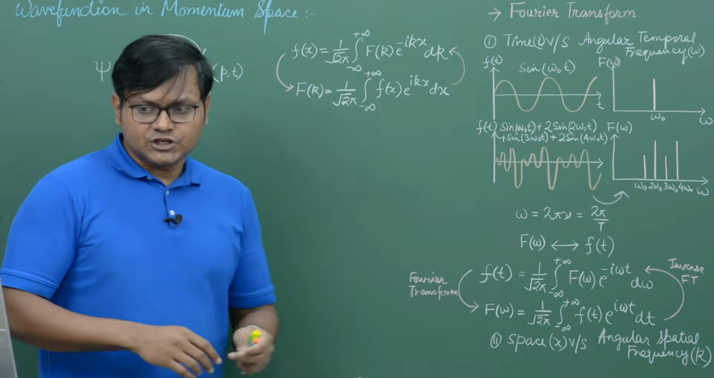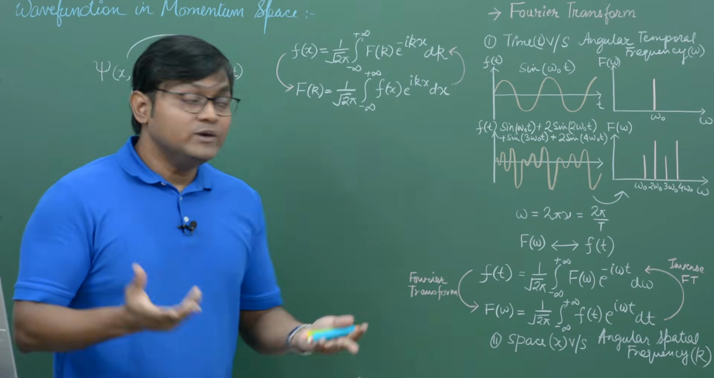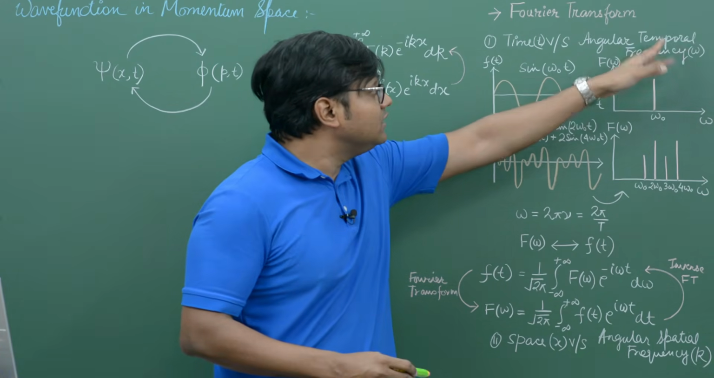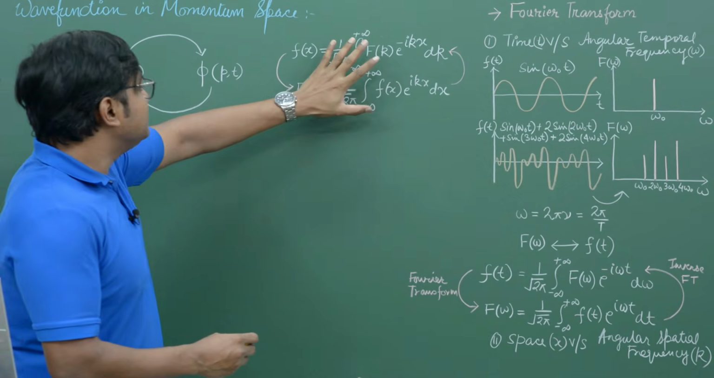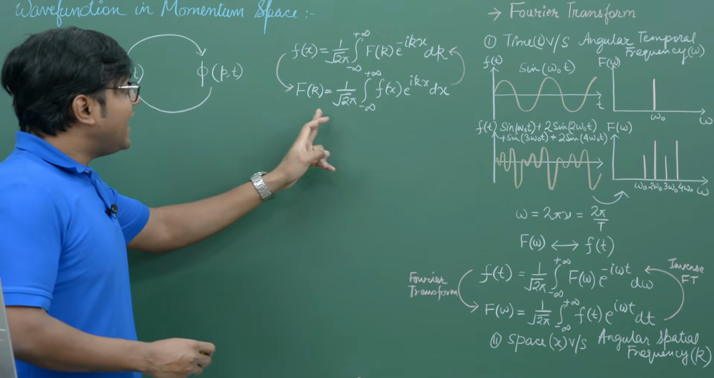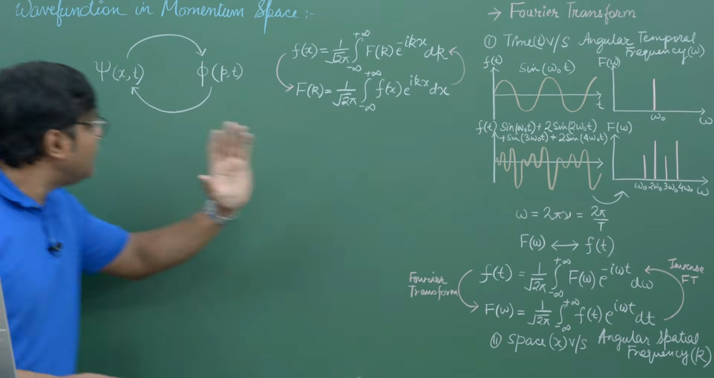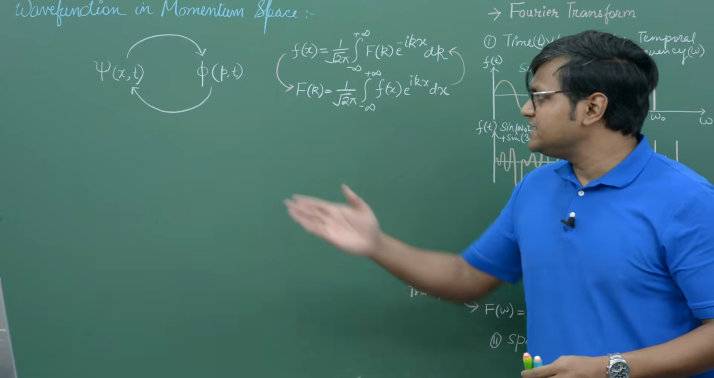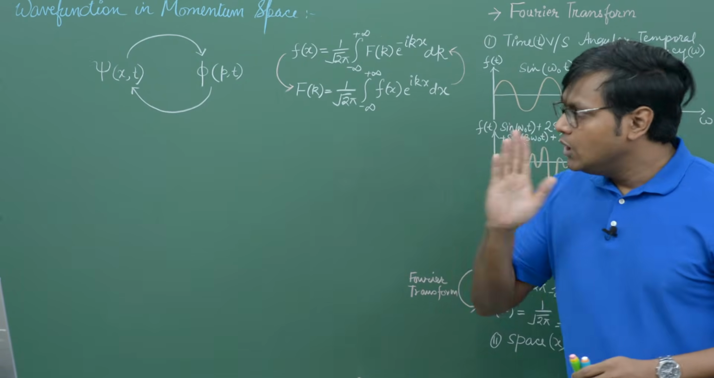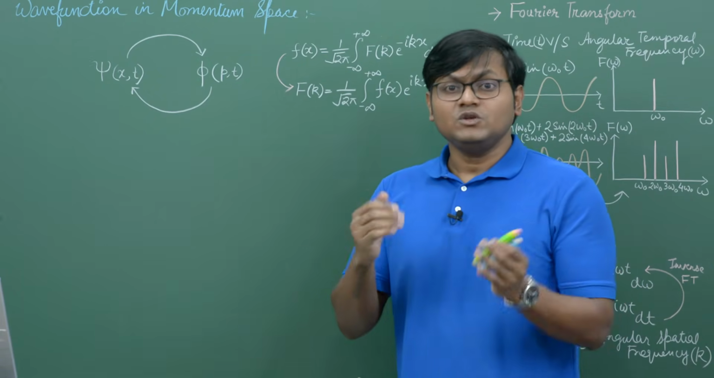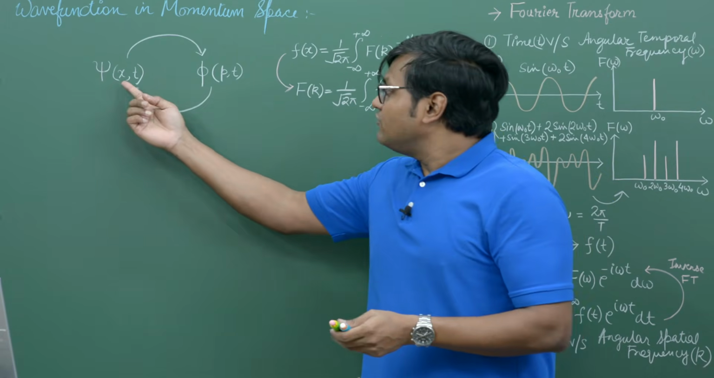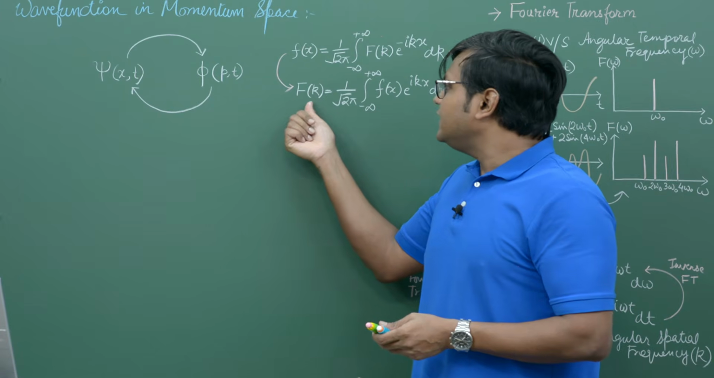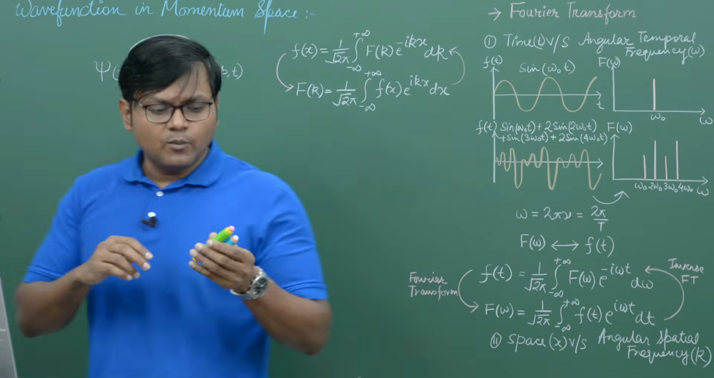Coming back to our discussion, we have a similar sort of a scenario in the context of quantum mechanics. Now, this is the Fourier transform between time and angular temporal frequency. This is the Fourier transform between space and angular spatial frequency. Now let's come to our wave function. The wave function is essentially a solution of the Schrodinger equation, which is a function of position and time. What I'm saying is that this function of position and time has a Fourier transform in K space or momentum space. Because what is momentum?